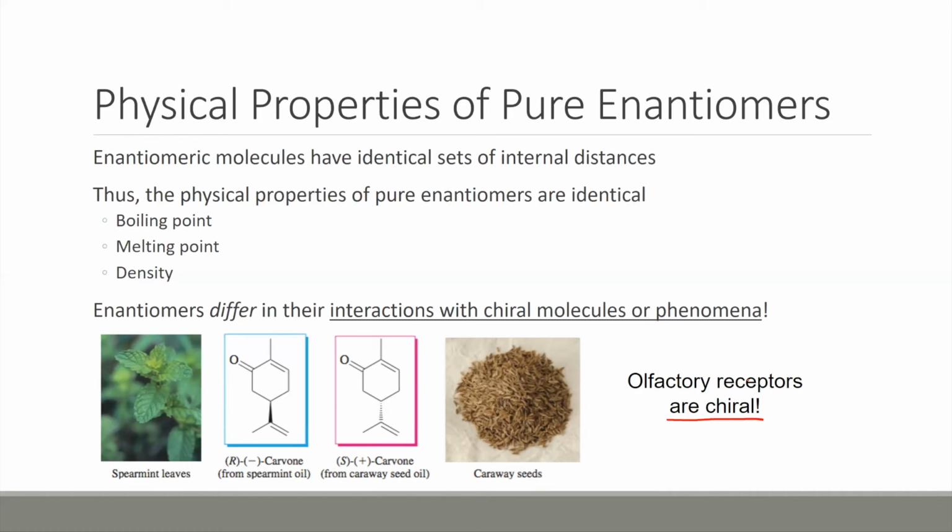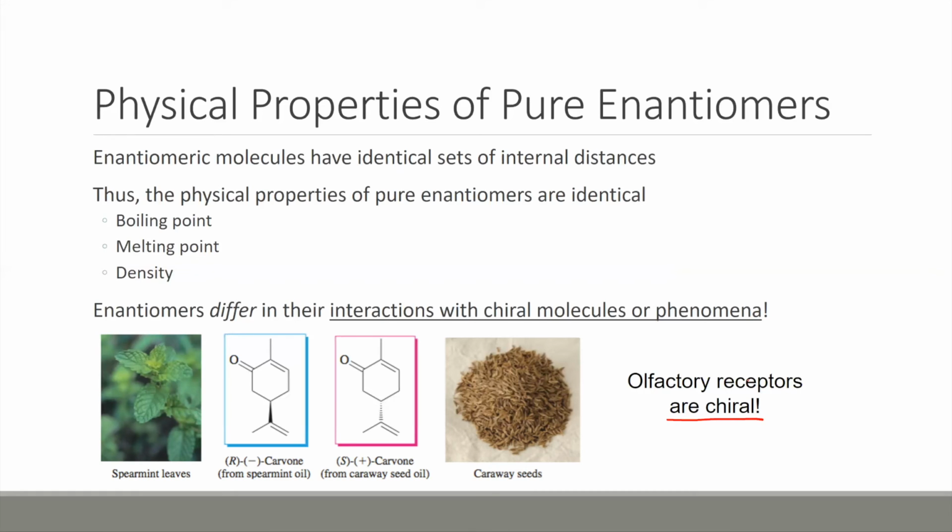This is also important, especially for drug interactions. In a medical context, for example, for some drugs only their R or their S enantiomer is active, and the other enantiomer is inactive in our body. That's just because we have special proteins, special enzymes in our body that will only recognize one of those enantiomers and not the other.